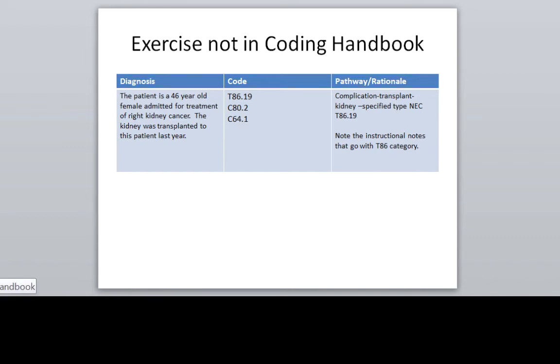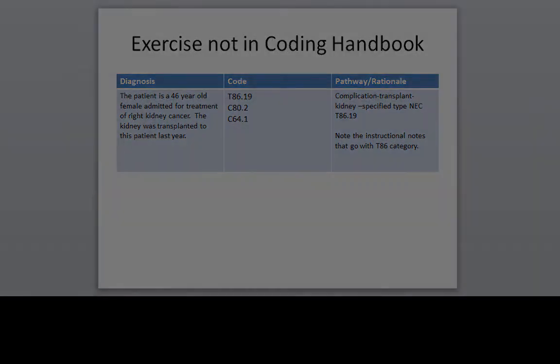To show you the pathway, in the case of a transplant, you're going to start with complication as your main term, then transplant, then kidney, specified type NEC. That's a T86.19 code. And there are instructional notes that go along with this category. So the first thing I want to do is go into the alphabetical index and briefly look at this complication transplant to show you how we look at this.